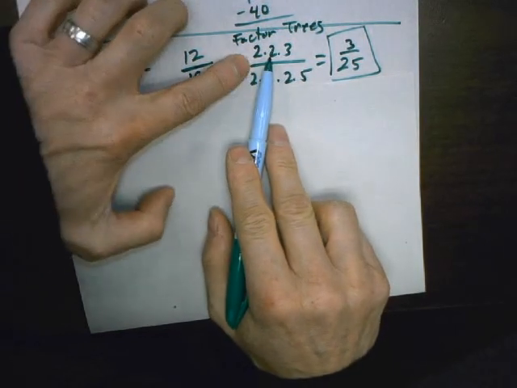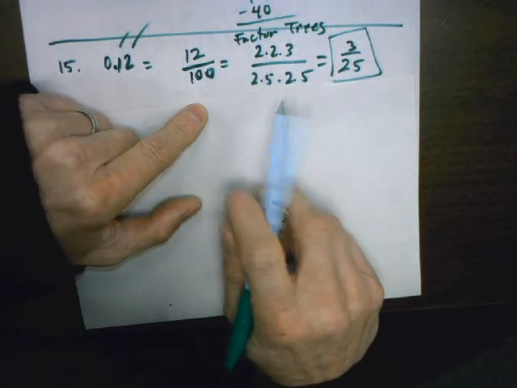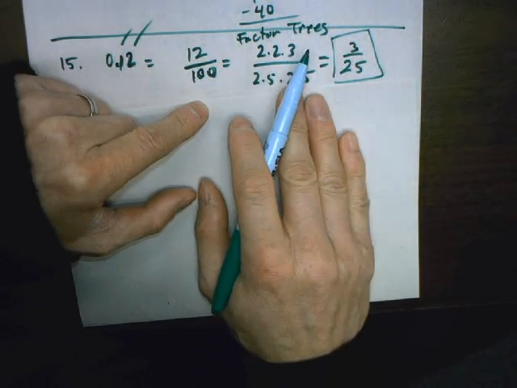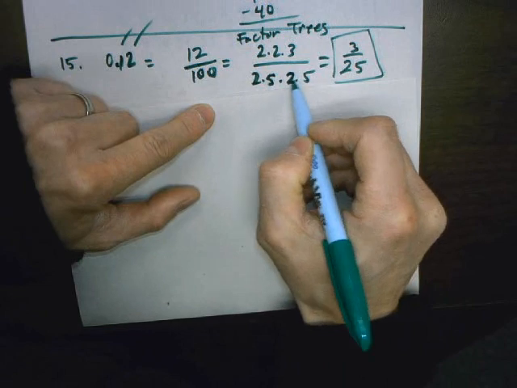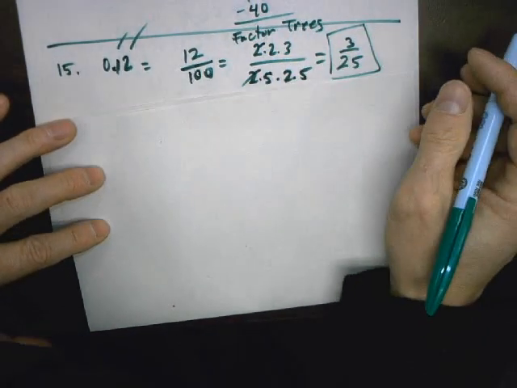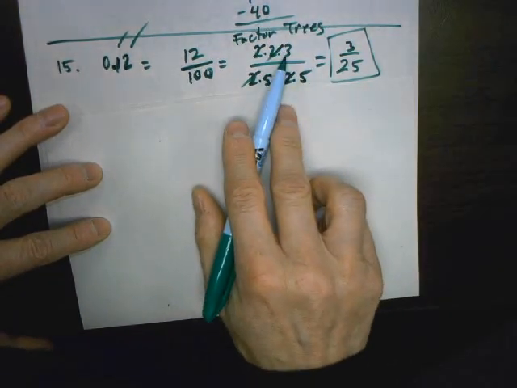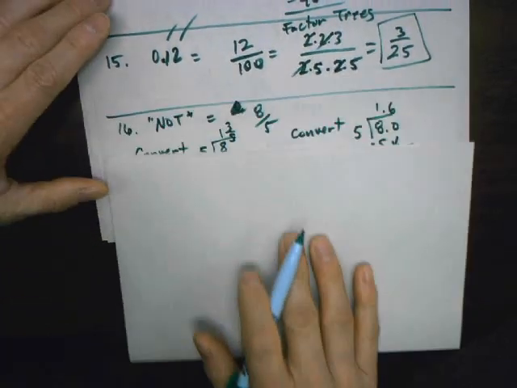12 is 4 times 3, or 2 times 2 times 3. Remember, prime factorize, break it down till you can't break it down anymore. 2 is the smallest prime number, right? We don't break it down to ones. We stop at 2. 100 is 10 times 10, and 10 is 2 times 5, so 2 times 5 times 2 times 5. Cross out our common factors. There's a 2 on top and a 2 on the bottom. There's another 2 on top and bottom. There's nothing else, so I crossed all that out. So 3 is on top, 25 is on the bottom. 3/25 is my answer.